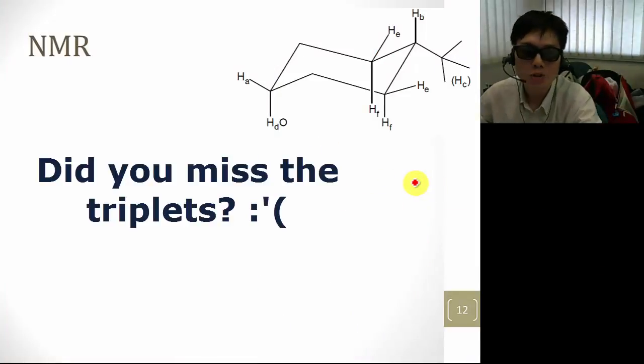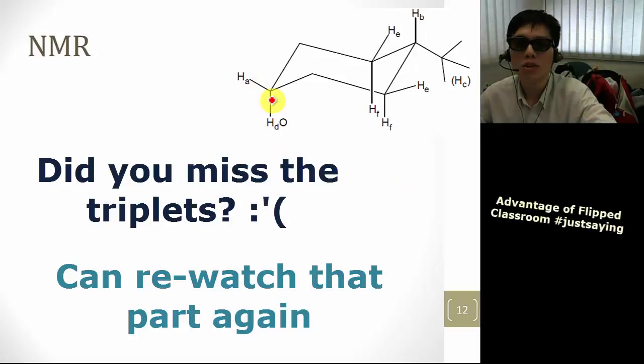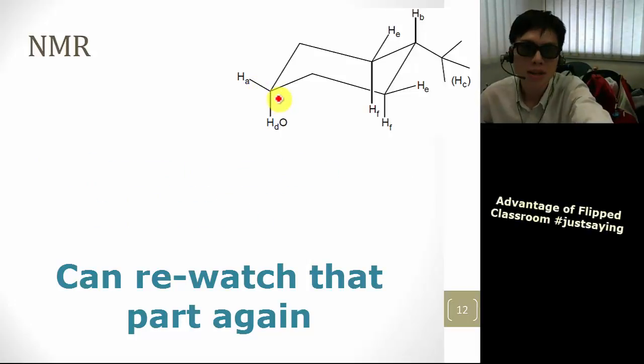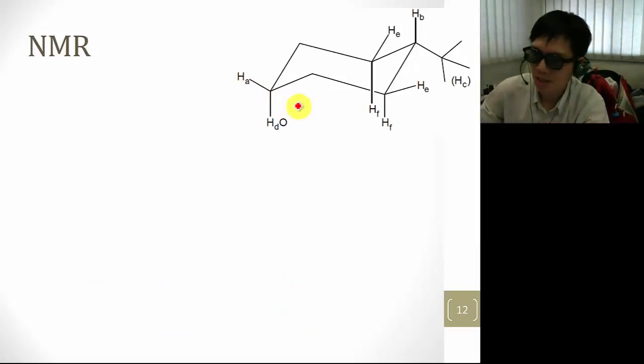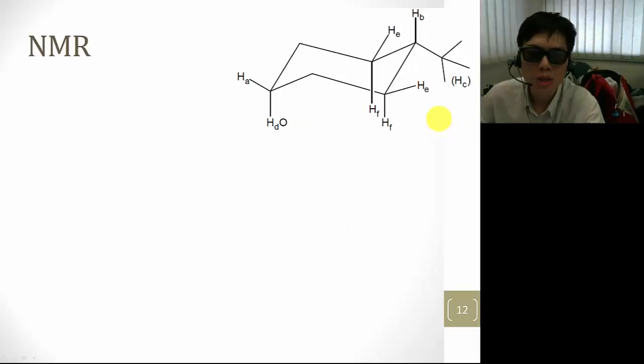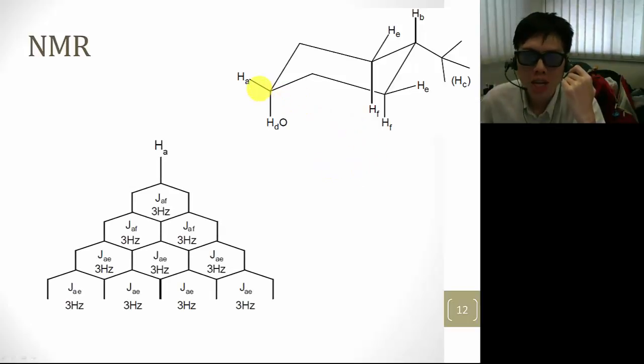Now for the other isomer, you have the hydroxy group pointing in the axial position, and that means the HA will be in the equatorial position. So now we do an analysis again. HA will couple with HE and cause it to form a triplet. So you see, HE, you get a triplet.